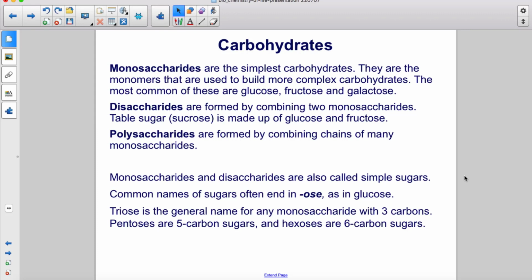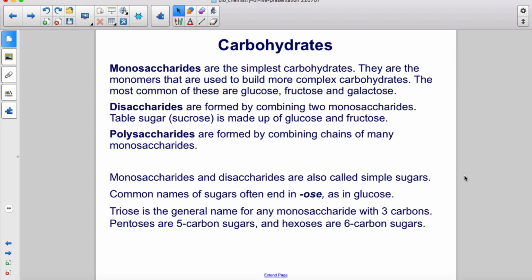Disaccharides are formed by combining two monosaccharides. Table sugar, or sucrose, is made up of glucose and fructose. Polysaccharides are formed by combining chains of many monosaccharides. Monosaccharides and disaccharides are also called simple sugars. Common names of sugars often end in ose, as in glucose.